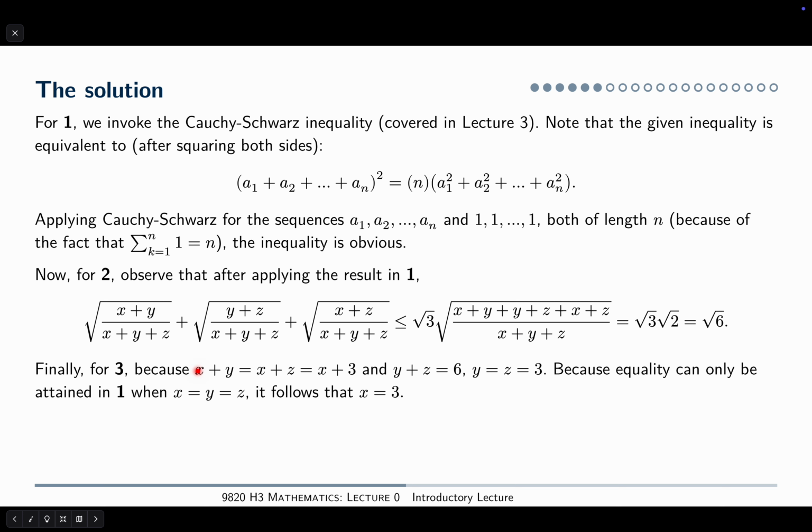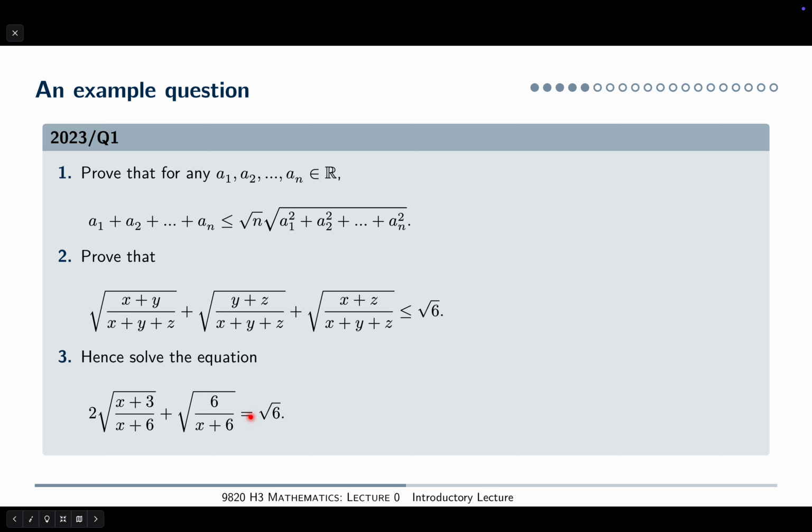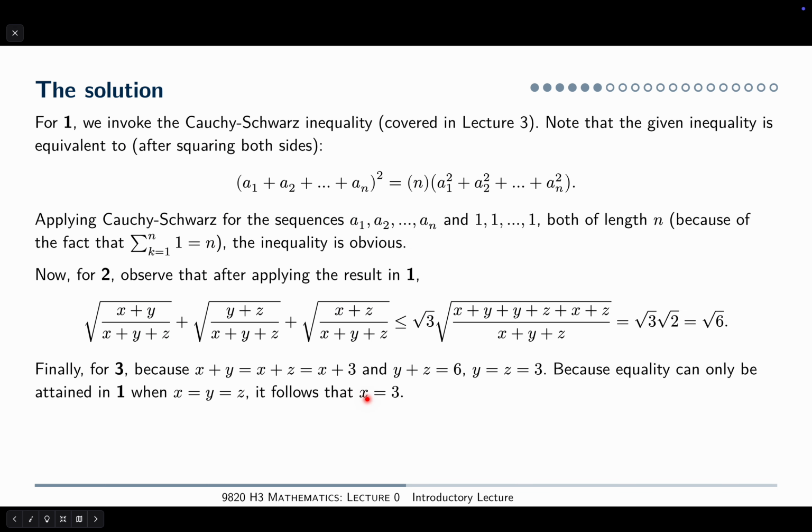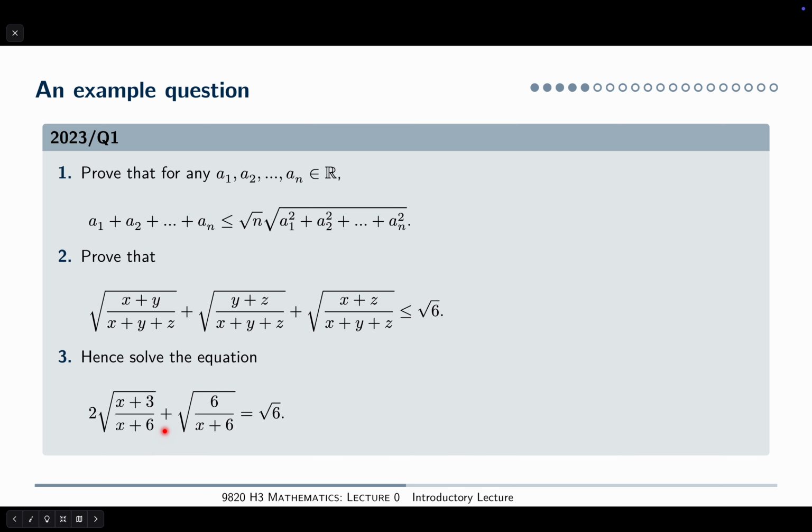Now finally for number 3, you should notice that we have equality here, and Cauchy-Schwarz says that everything must be equal for equality to be attained here, and that means y equals z. Sure, we have 6. Now, because y equals z, and we have equality, x equals y equals z equals 3. So therefore, x is 3. Don't believe me? Check it for yourself.